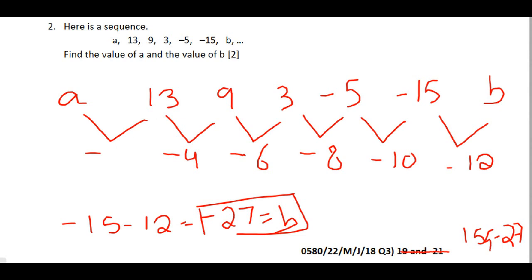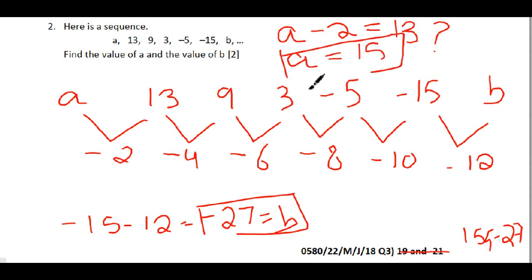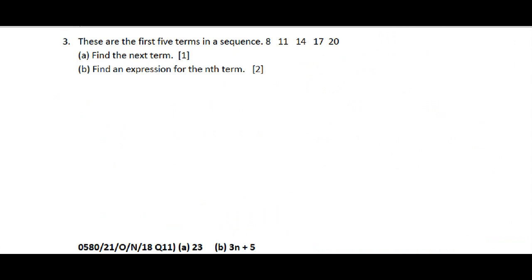What needs to be written over here? Minus 2, right? So what minus 2 is equal to 13? That is A is equal to 15. So this is the other answer. 15 and minus 27. Question number 3.